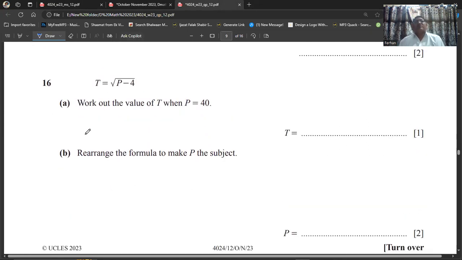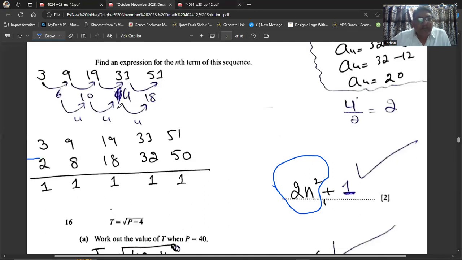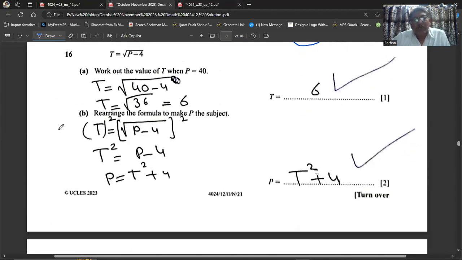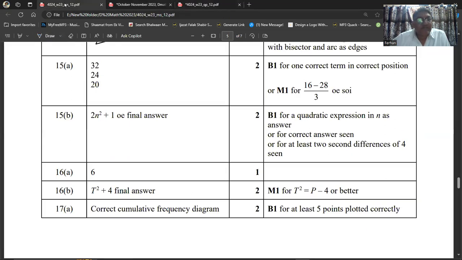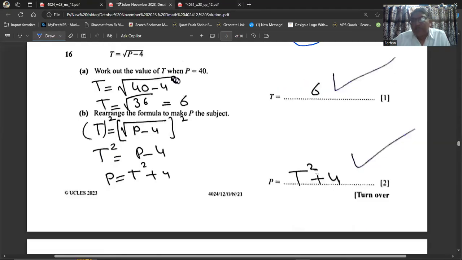So we have question number 16. It says t is equal to the square root of p minus 4. Work out the value of t when p is equal to 40. So very simple, you just have to substitute in the place of p. Substitute p with 40, so you will have the square root of 40 minus 4, that's 36. Square root of 36 is 6. So our answer is 6. Simple.